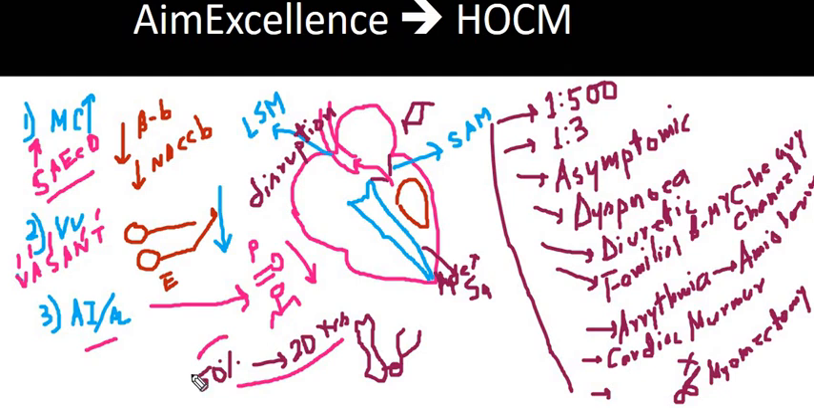In 50% of first degree relatives, even if they are asymptomatic, we will find signs, symptoms and features of HOCM after doing an echo.